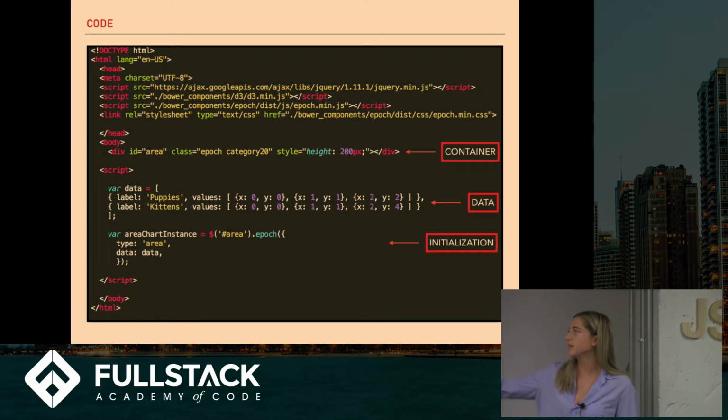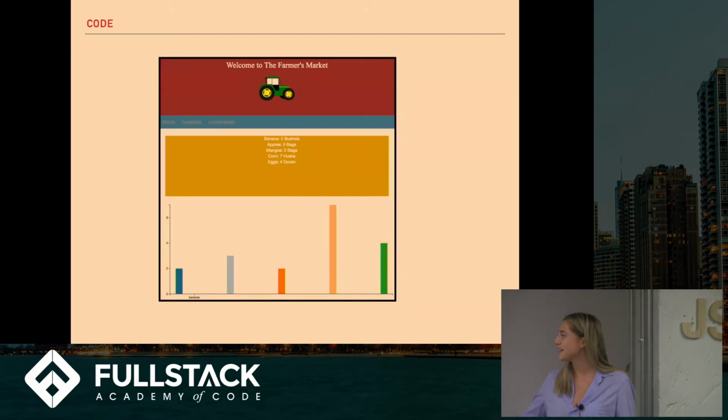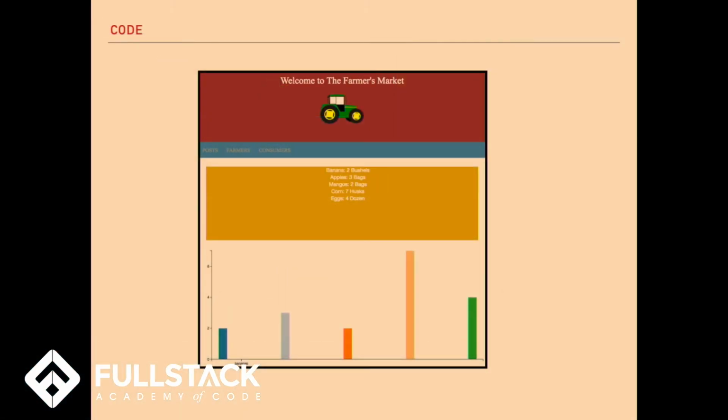Just to reiterate, this is my HTML file. Here's where I specify the container, the data, and then where I initialize it. And so here's my side project app. It's pretty basic, this chart, but now the farmer can see that he actually sells the most corn.